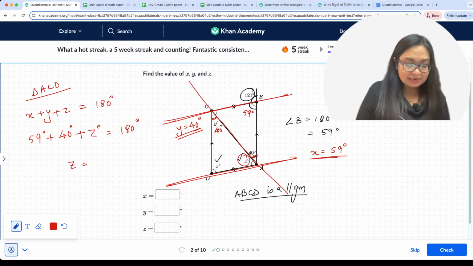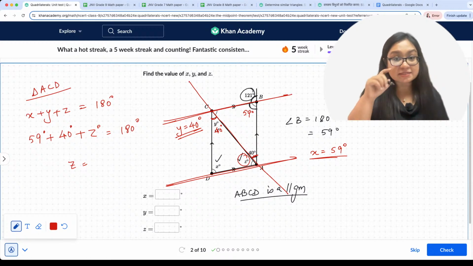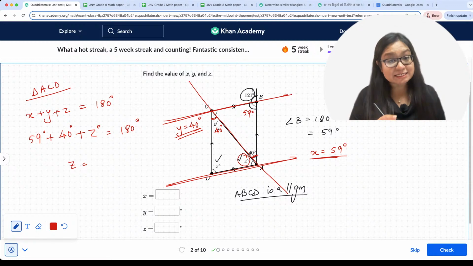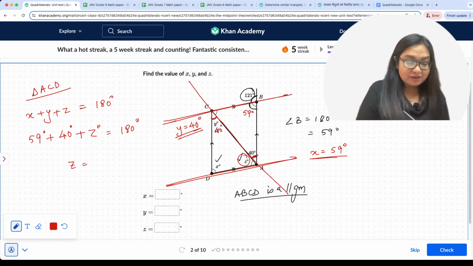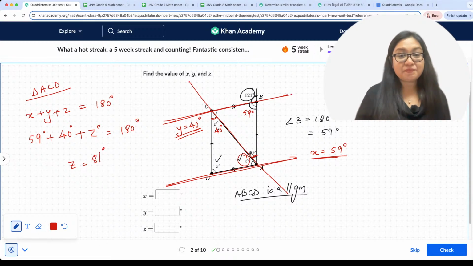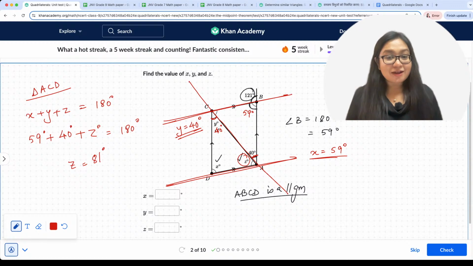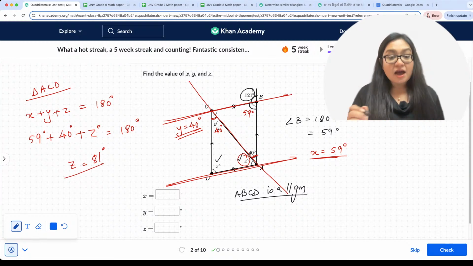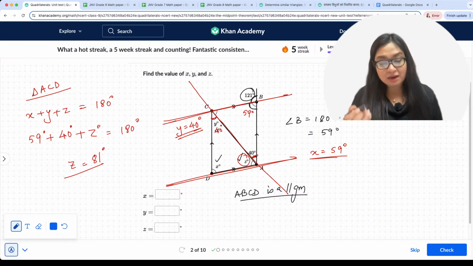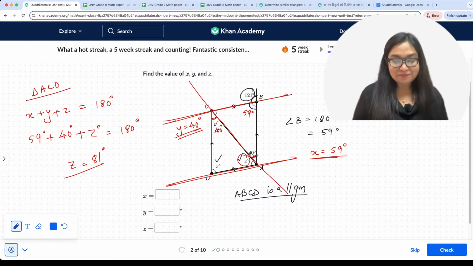यहां से पहले z देख लेते हैं, z कितना आ जाएगा, 180 minus 40 gives me 140, 140 minus 59 will give me, 140 minus 60 gives me 80, तो 140 minus 59 will give me 81 degrees। ओके, ये तो आ गया z की वैल्यू। अब आप देख सकते हैं कि यहां से हमने adjacent angles of a parallelogram को यूज करके भी हम z की वैल्यू निकाल सकते थे। कैसे?